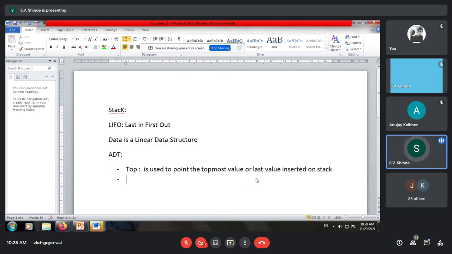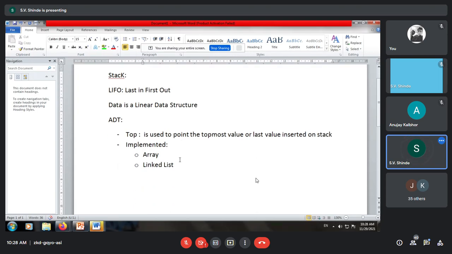And stack can be implemented by two methods. By the first method, you can use arrays. The second is using a linked list. So we say stack can also be represented using a linked list. So it can be implemented or represented using linked lists and arrays. We will study both of these implementations. Either we are going to implement in arrays or we are going to implement in a list.